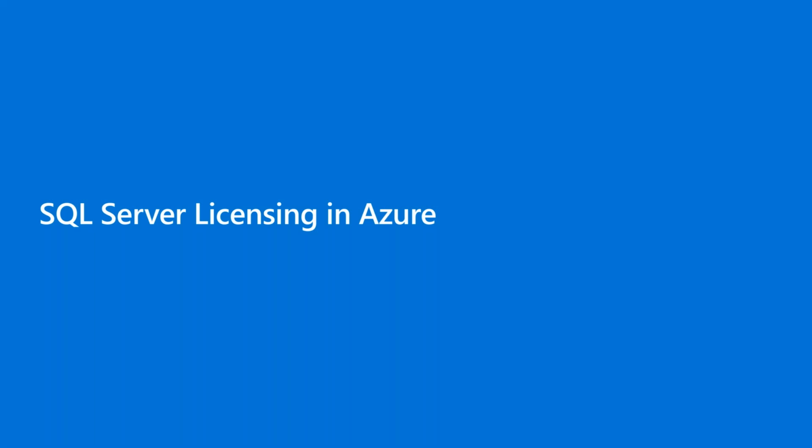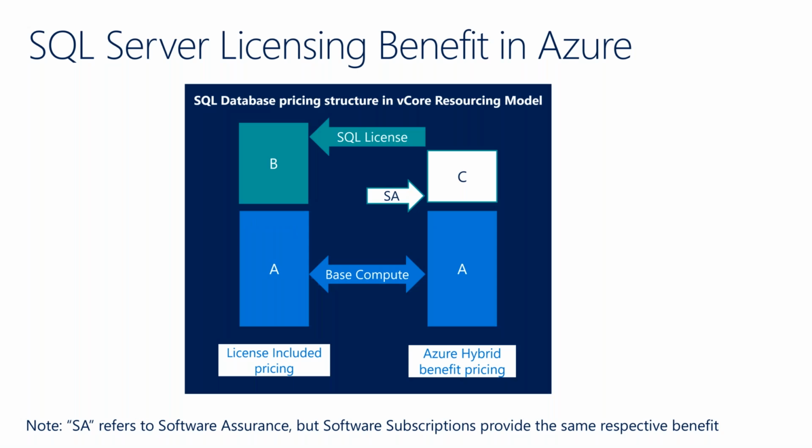A quick overview of SQL Server licensing in Azure. A little different view here as well. This is the same idea as in Windows Server: you're going to have that base compute cost, the A as it refers to there. If you're just going to do pay-as-you-go licensing for the SQL license, you're going to pay B on the left side there. Or if you pay SA, software assurance, or maybe software subscriptions, you're going to pay for C. That's a little less than B, so it's more cost effective if you're running those VMs 24/7. The SA does refer to software assurance as well as software subscriptions, as they have the same type of benefit here.